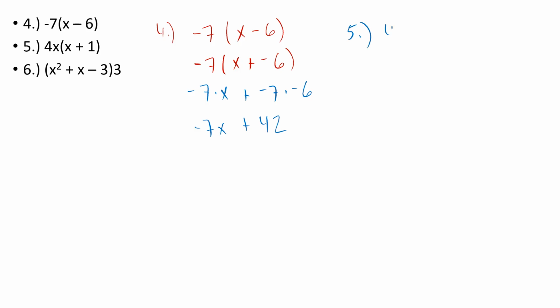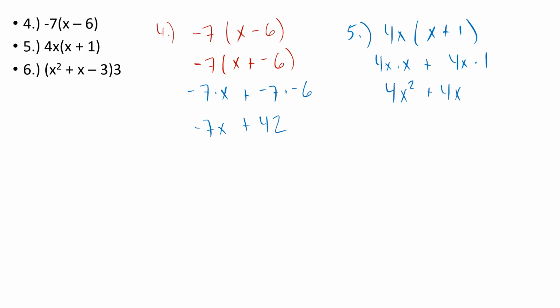Number 5, we have 4x times (x plus 1). This one introduces the idea of a variable inside the parentheses and also a variable outside. So this would be 4x times x plus 4x times 1. And of course, 4x times x, if you have x times x, that would be x squared. And 4x times 1 is 4x.